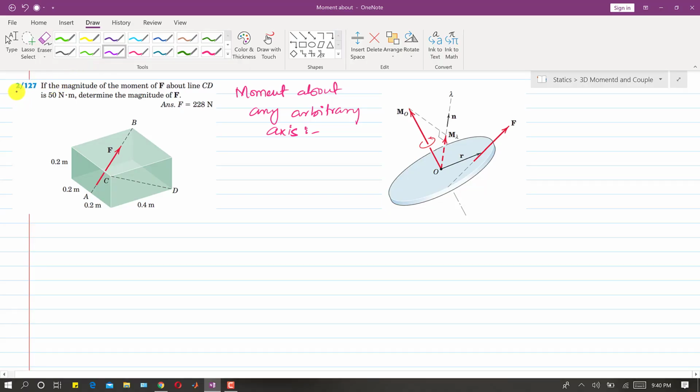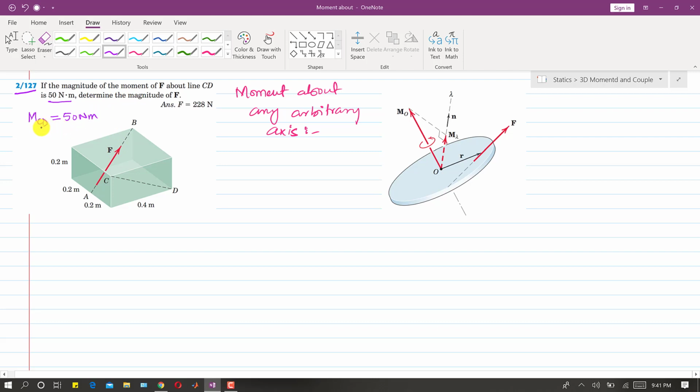Now I am going to solve this problem 127. In this problem it is said that the magnitude of the moment of F about line CD is 50 Newton meter. So the magnitude of the moment of this F about this CD line is given. Let's suppose I write that the magnitude of the moment about CD is 50 Newton meter. We are asked to determine the magnitude of this force F.